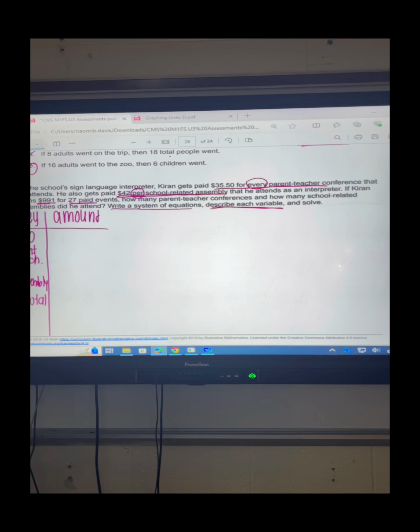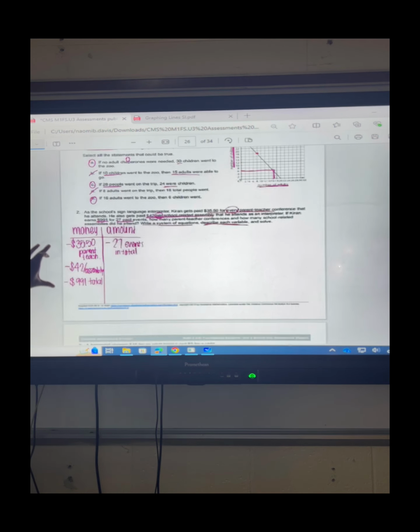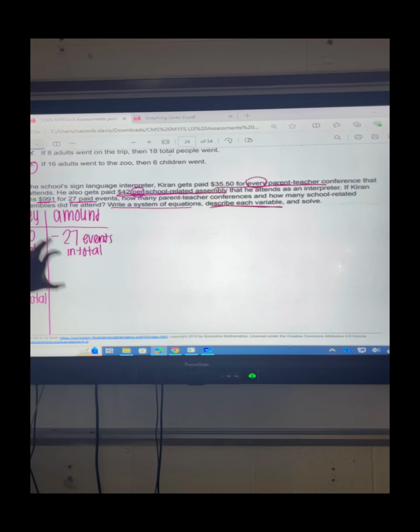Now 27 does not have a dollar sign, meaning 27 is talking about my amount. And he did 27 events in total. Now that's important, in total. Okay? This makes it easier to make my equation because now my information is separated. Alright, so let's make our money equation.